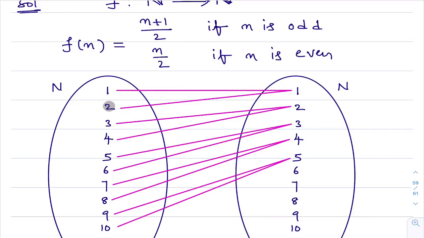If I take 2 here, 2 is even number. When 2 is even number, I need to choose this function, and in this, in place of n, I need to write 2.